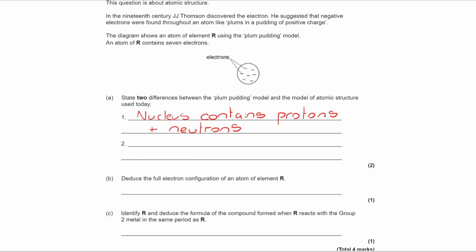And the second thing is related to the electrons. The electrons here are embedded in this sphere. But we know that electrons are found in energy levels that surround that central nucleus.